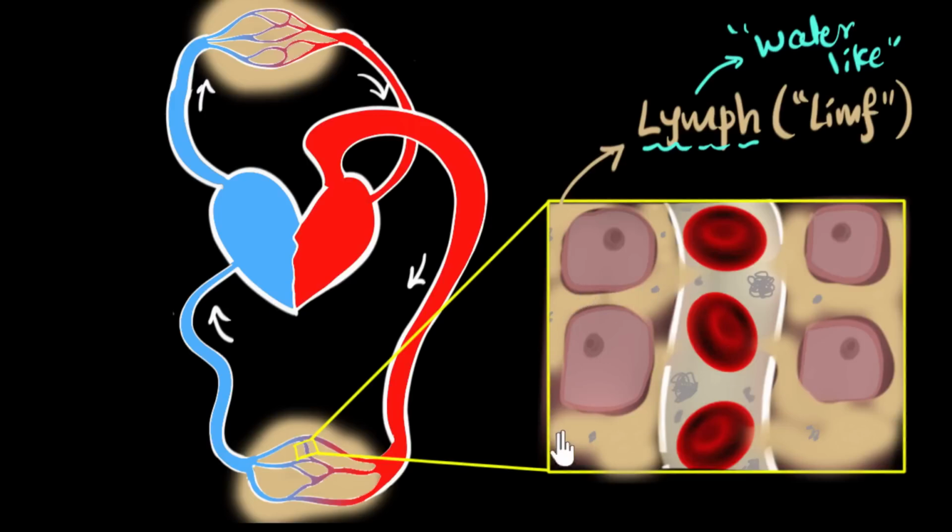Secondly, as this lymph starts getting accumulated within our tissues, it starts pushing on the cells and the tissues will start getting puffed up.